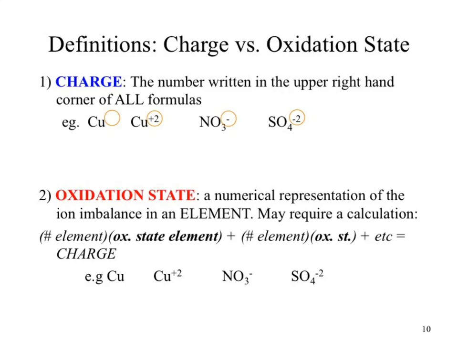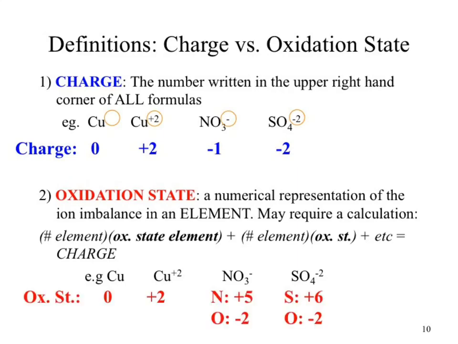If we now go through and look at the oxidation state, what's the oxidation state for copper metal? 0. The charge and the oxidation state are the same for copper. How about the oxidation state for copper ion? +2. What's the oxidation state for nitrogen?